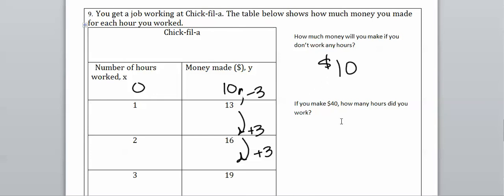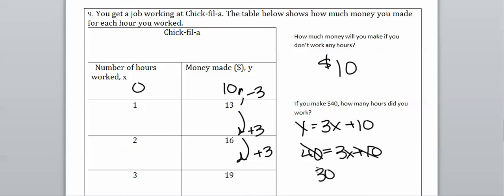If you make $40, how many hours did you work? Okay, well, if 10 is our 0 term, that was what was added on. And if 3 is what is repeating, that's times the x. So y equals 3x plus 10 is your formula. Now let's plug 40 in. 40 equals 3x plus 10. So let's take away the bonus. So that means I really make $30 for the hours that I'm working. If I'm making $3 an hour, I just divide by 3, so I'm working 10 hours.